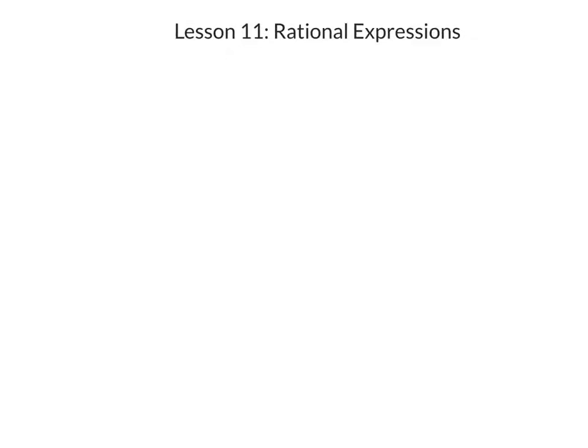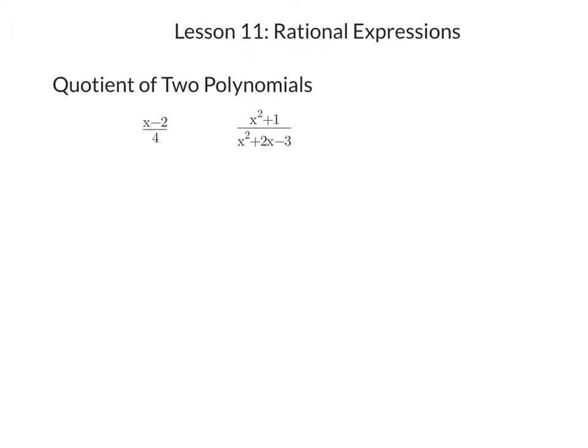This is Lesson 11, Rational Expressions. So what exactly are rational expressions? A rational expression is the quotient of two polynomials. Here are two examples of rational expressions, (x minus 2) over 4 and (x squared plus 1) over (x squared plus 2x minus 3). So anytime you have a quotient of two polynomials, you have a rational expression.